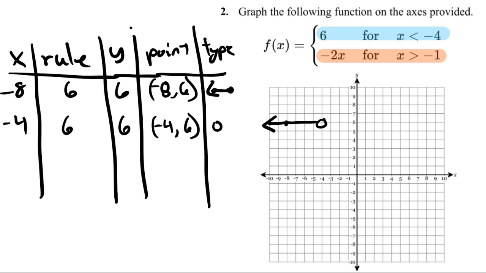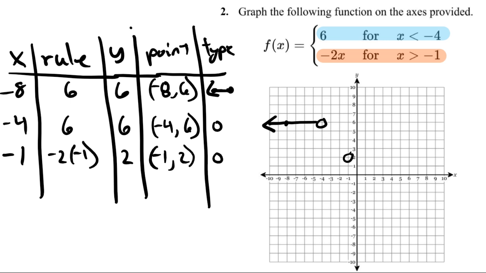Okay, now let's jump to the other one. Let's start with -1. So -1, that'll be -2 times -1, which is positive 2. So -1 comma positive 2. And I know that's going to be an open circle because it's just a little greater than sign. So -1, 2, open circle.